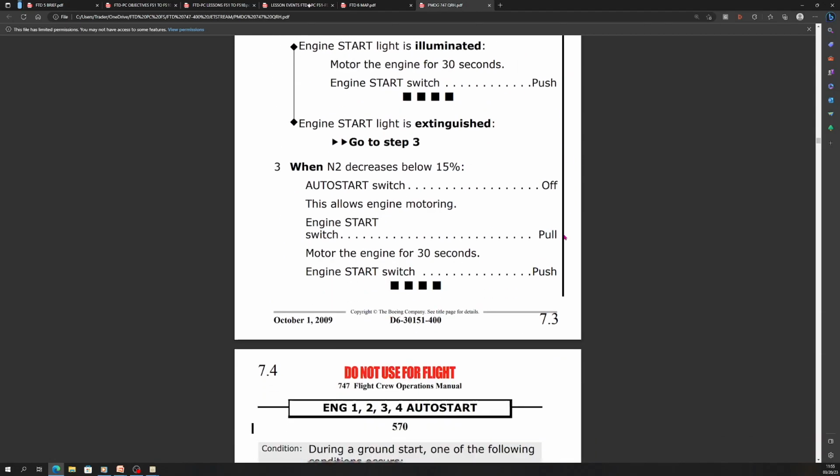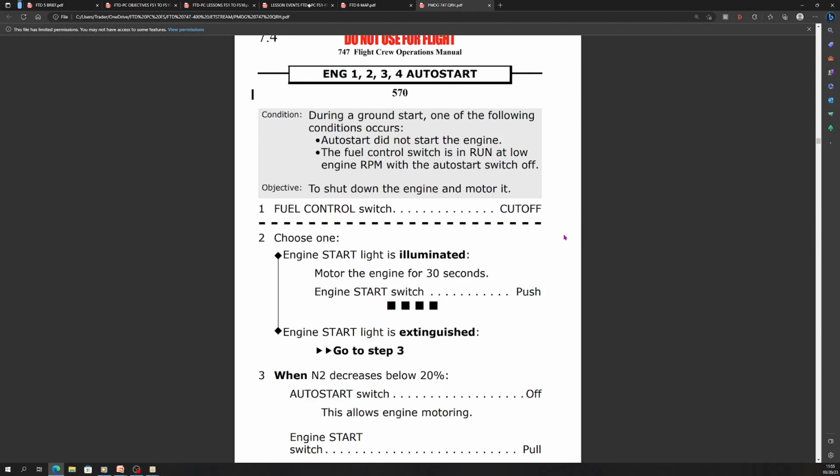Engine 1, 2, 3, 4 auto start. And this is for 109. Here it is for 570. Again, you want to make sure you get the freighter. 570 in this QRH is the freighter, and the 109 would be a passenger airplane. So you notice the condition is during a ground start, one of the following conditions occurs: auto start did not start the engine, or the fuel control switch is in run at low engine RPM with the auto start switch off. The objective is to shut down the engine and motor it.